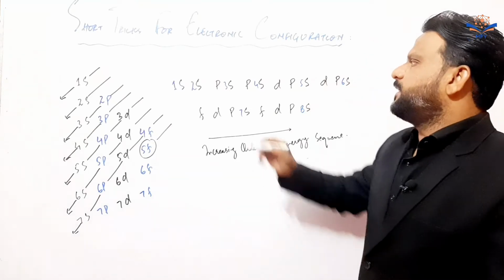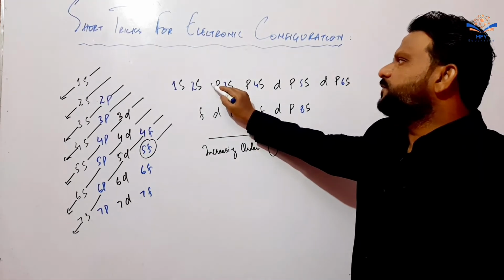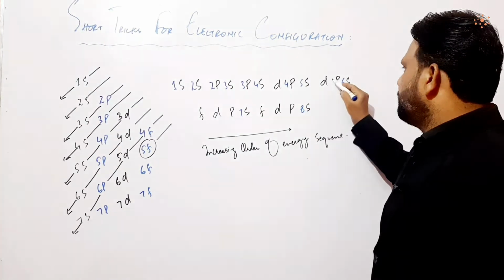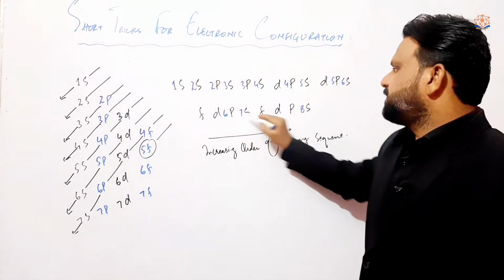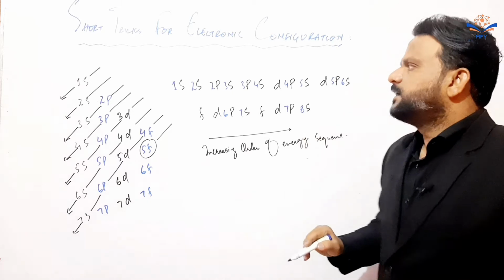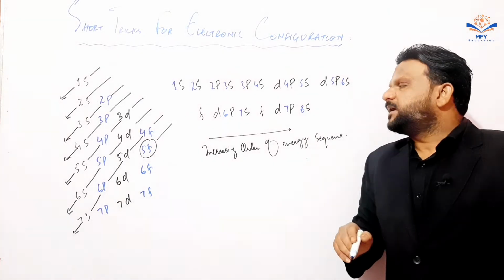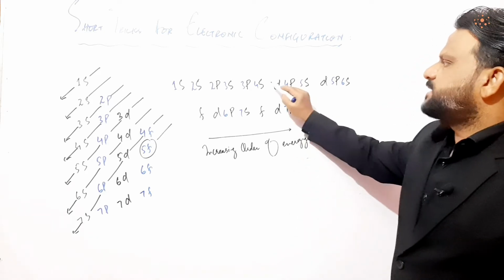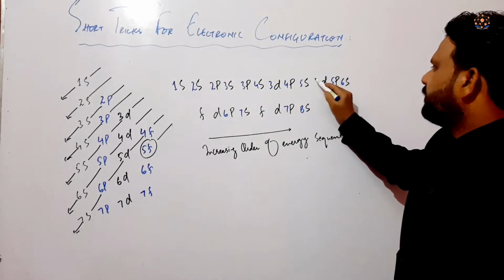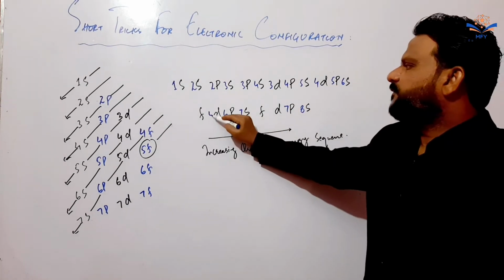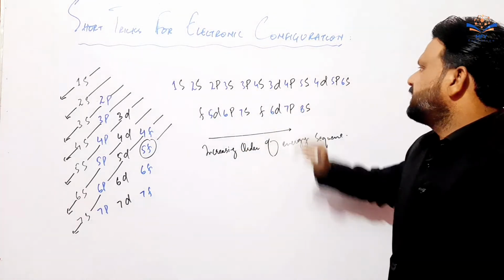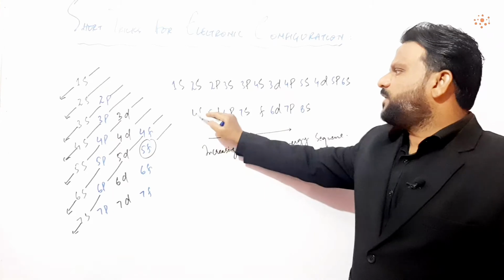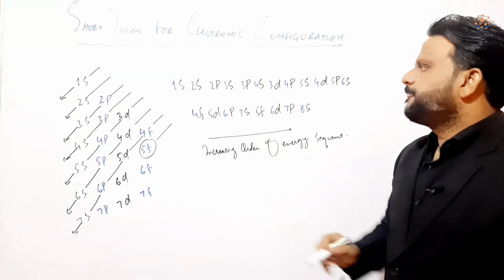Now for the p orbital, the coefficient starts from 2: 2p, 3p, 4p, 5p, 6p, 7p. For the d orbital it starts from 3: 3d, 4d, 5d, 6d. And finally for the f orbital it starts from 4: 4f and 5f.